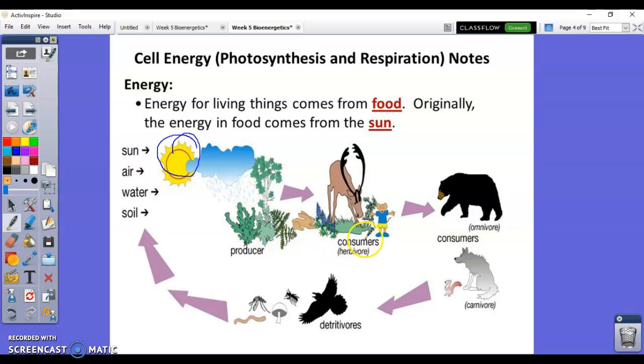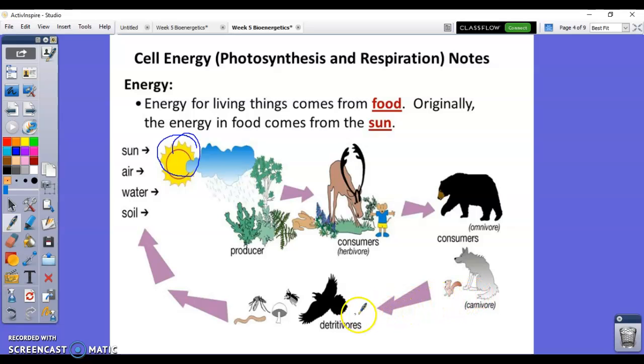Anything that eats those producers is called a consumer. In this case, these consumers that are eating producers are called herbivores because they're eating plants. Then a consumer that eats a consumer could be an omnivore, which could eat either plants or animals. And a consumer that only eats other consumers is a carnivore.